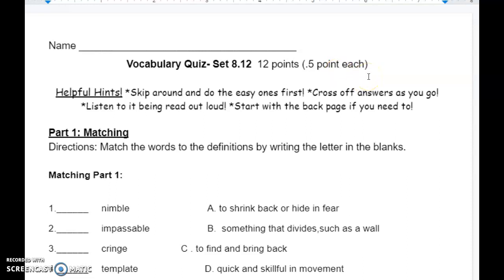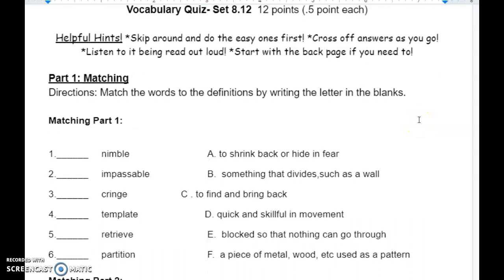Vocabulary quiz set 8.12. Helpful hints. Remember, skip around, do the easy ones first, cross off answers as you go, and then start with the back page if that is easier for you.